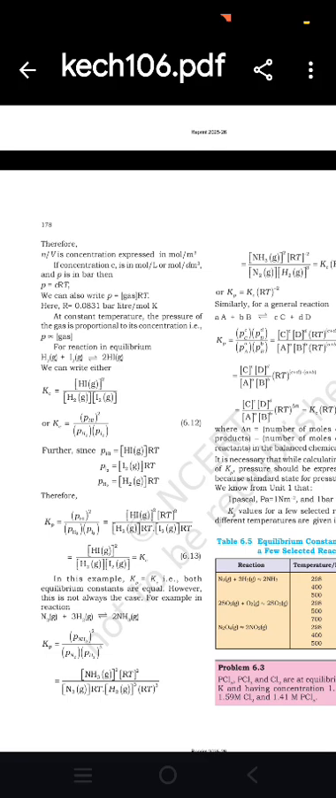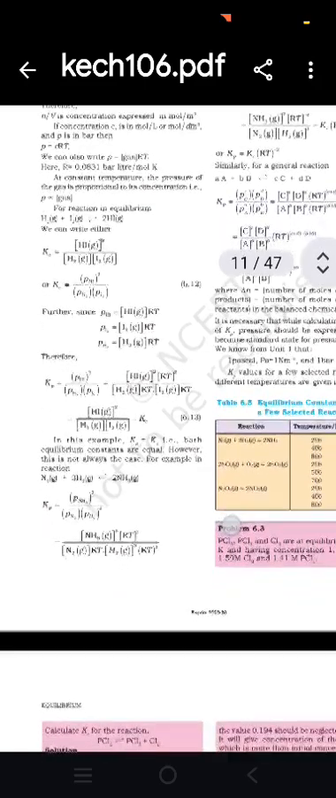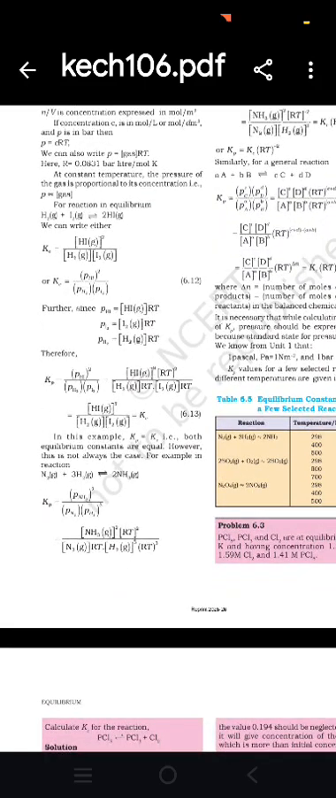If concentration C is in mole per liter and pressure is in bar, then P = CRT, where R = 0.0831 bar liter per mole Kelvin. At constant temperature, the pressure of a gas is proportional to its concentration.